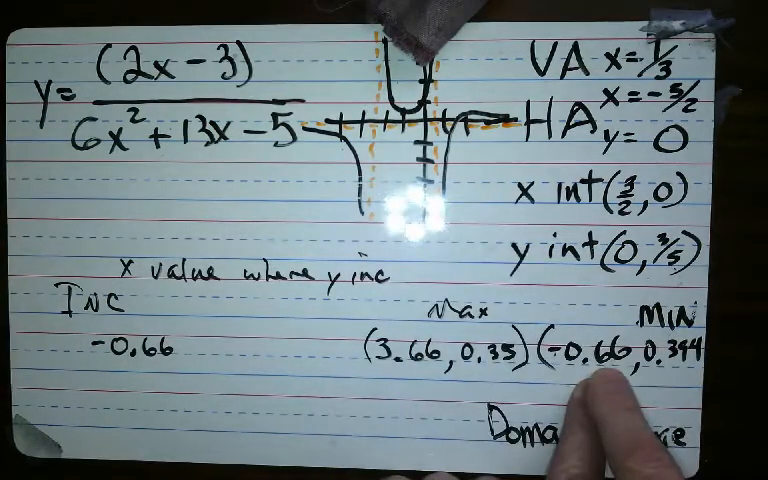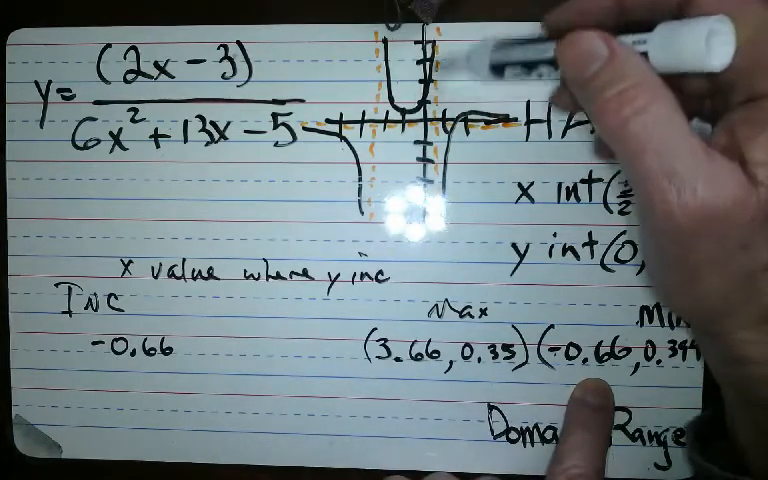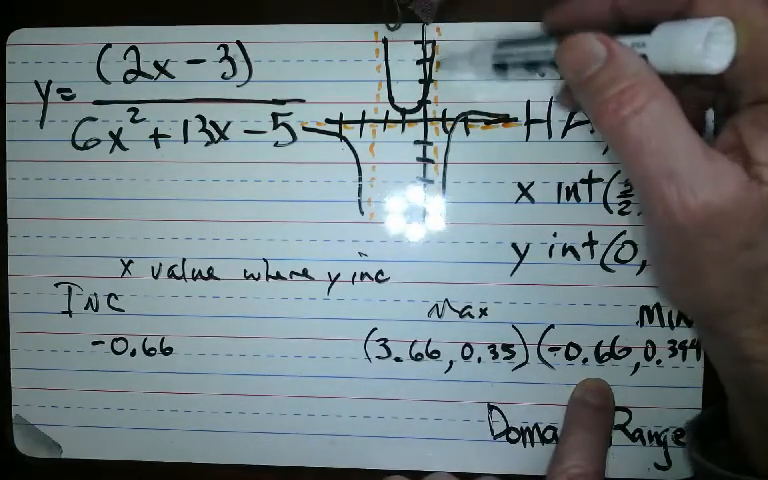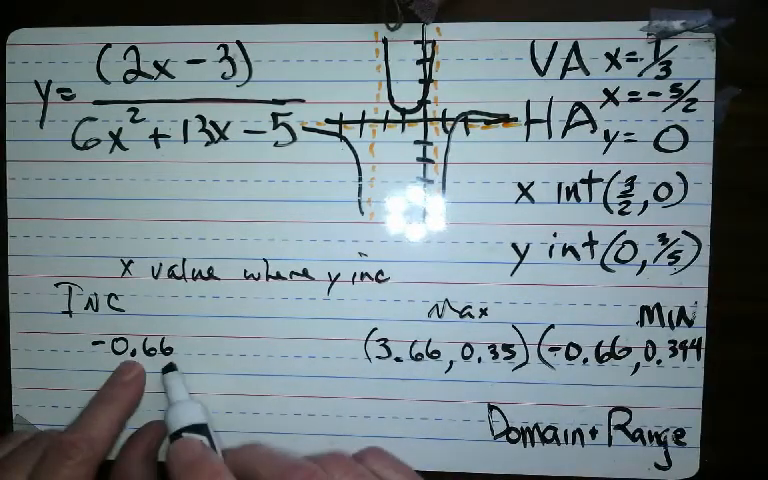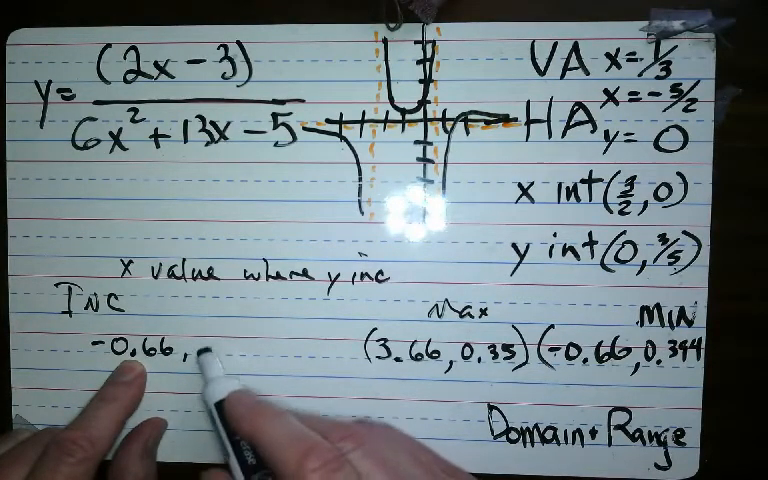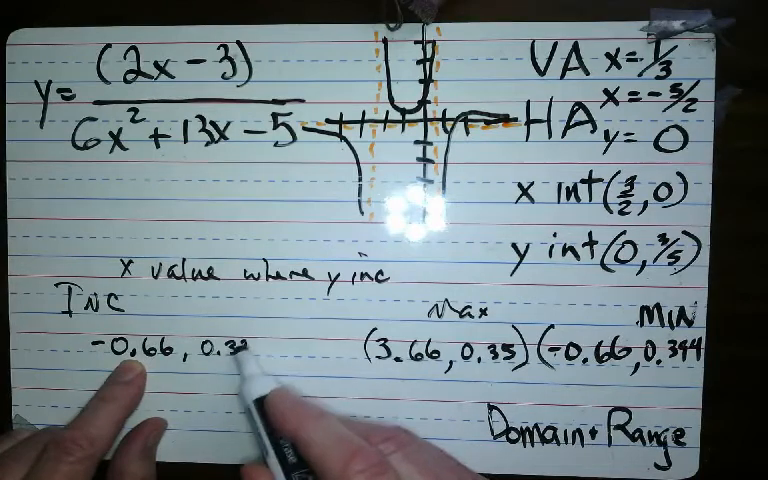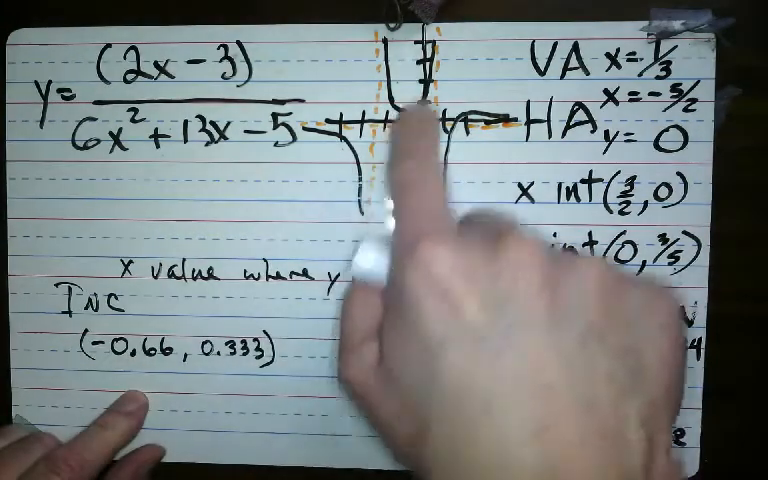That's the lowest point. Now, where does it stop going up? Well, it goes up forever. It never hits this asymptote. Where's the asymptote? It's at 1/3. So from 0.66 to 1/3, that's where this side is increasing.